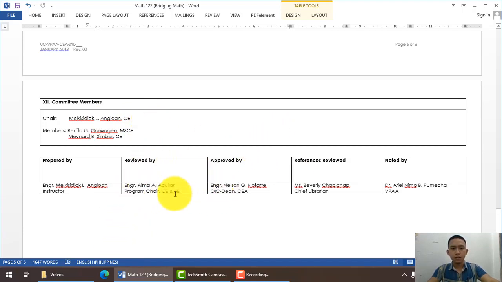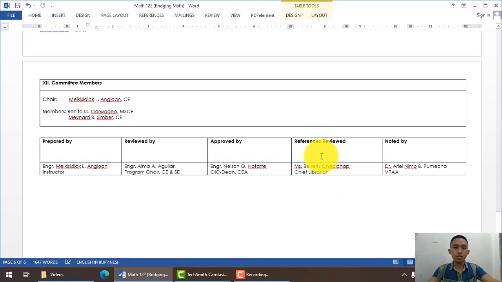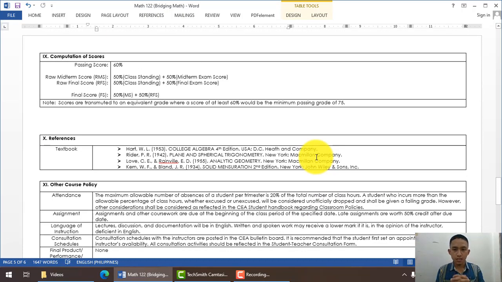We have here our program chair for civil engineering and sanitary, Engineer Alma A. Aguilar, Ma'am Alma. We have our OIC Dean, Engineer Nelson J. Notarty, and of course your chief librarian, which you should know if you have face-to-face, but this is online. And our VPAA, Vice President for Academic Affairs, Dr. Ariel Nimu B. Pomecha, and our chief librarian, Miss Beverly Chapcha. That is for the introduction of this subject.